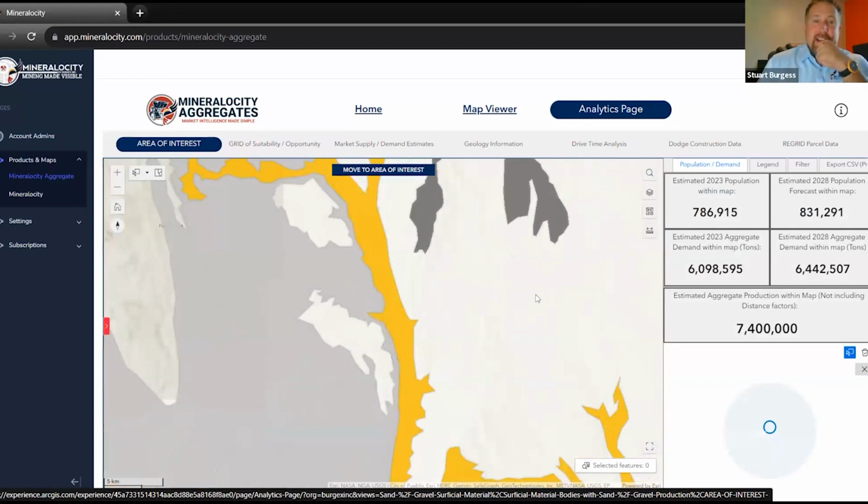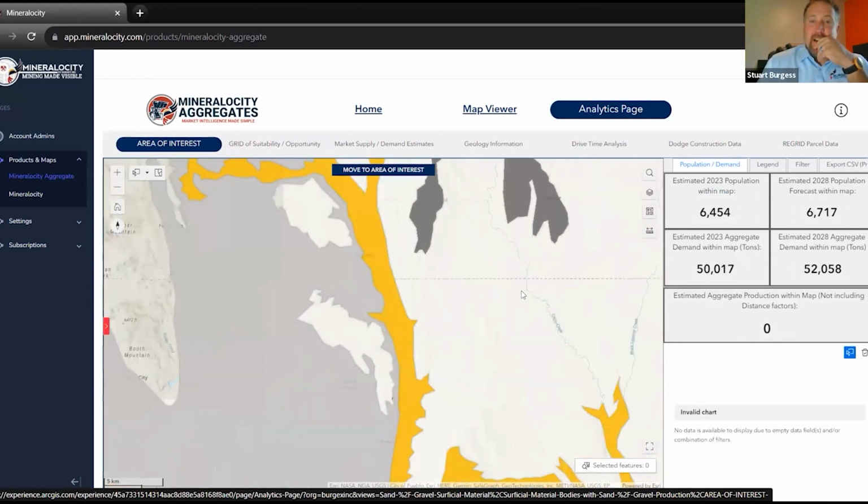Ideally, if we're locating an operation along here and we want a long mine life, we know there's a local truck market that's really excellent. But what if we want to get up into the Denver metro? What if we want to be able to send material up there? Because we know there's a deficit. We know pricing's really strong based on that.